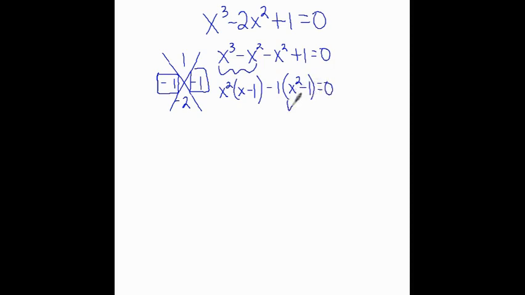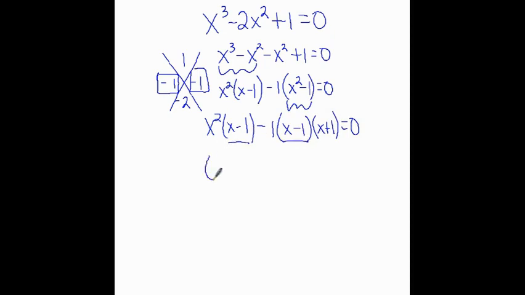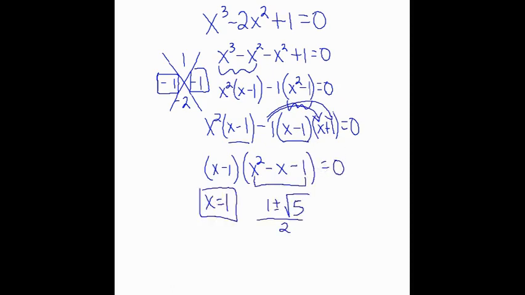Now, like in the last video, we're going to go ahead and set up with difference of squares. So we get x squared times x minus 1 minus 1 times x minus 1 times x plus 1 equals 0. And so let's take out our common factor of x minus 1. x minus 1 times the quantity x squared, we get minus x, because we're going to distribute this back in, minus 1 equals 0. And we get x equals 1, and we get the golden ratio and its conjugate.